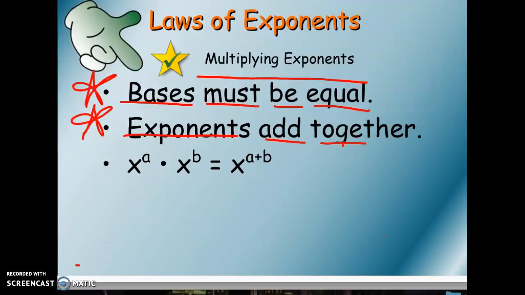Also, if you're doing negatives, so like if I have 2 to the negative third power times 2 to the second power, I have the same base, so I can add these, and you do your rules of negatives. That is negative 3 plus 2, which is negative 1. So you have 2 to the negative first power, which you could also write as 1 over 2 to the first power.